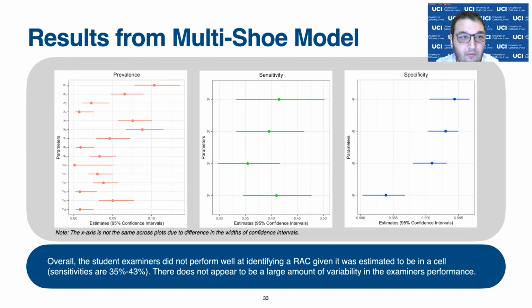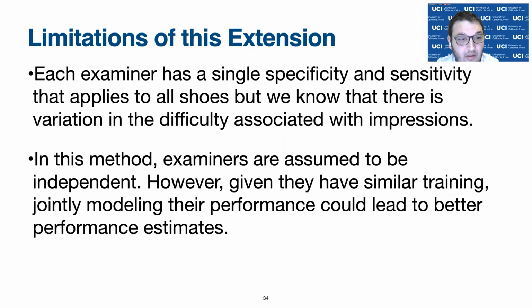So now we are sharing information across shoes. There are still limitations here. We're only giving examiners a single specificity and sensitivity. So although the idea is to average over shoes, we don't have that information on each individual shoe. So there could definitely be a variation between each shoe.